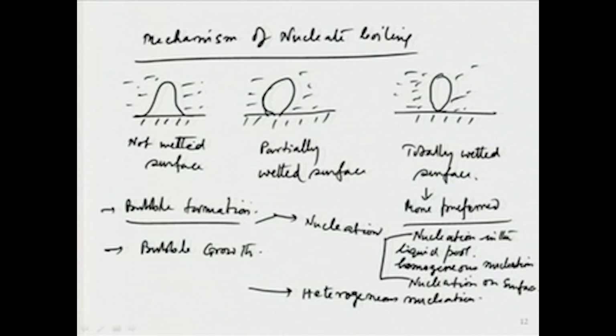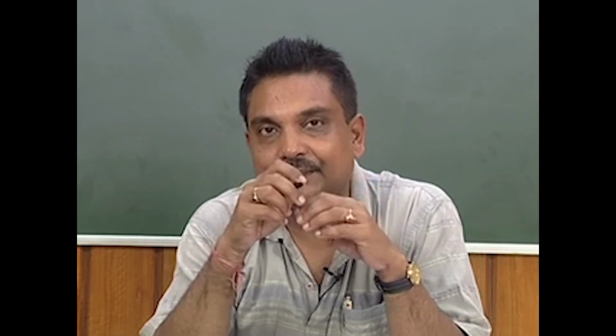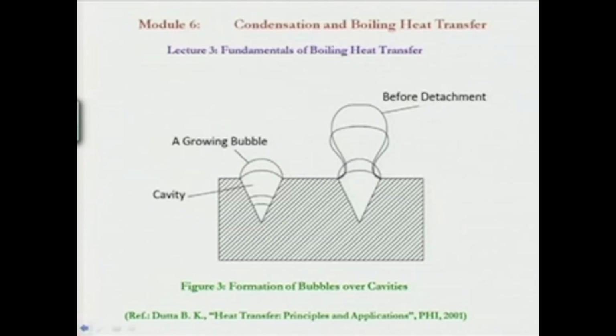In heterogeneous nucleation, bubbles grow on the surface, and it happens at cavities or crevices in the surface. We can see this figure which shows how a bubble grows. So this is the cavity on a surface. There will be surface roughness, and in that there can be some cavities. This is the cavity, and this is a growing bubble, and this bubble grows, and gradually this is the stage before it gets detached from the surface.